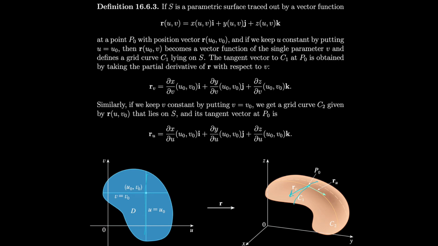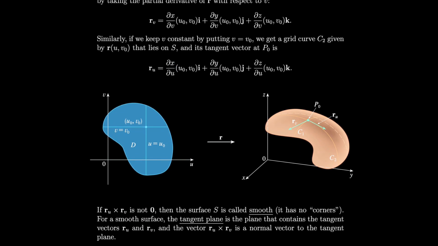So that means that we're taking the partial of each of the components, partial of x with respect to v, partial of y with respect to v, partial of z with respect to v, and we do that at the particular point u0 v0 that we're talking about. So then if we do the same thing by keeping v constant, set v equal to v0, we get a grid curve C2, as we've seen, and that means that we get a corresponding tangent vector r sub u. Remember, we're taking it with respect to u because we're saying that v is the constant. So that means that its tangent vector is each of these partials with respect to u for each of the components.